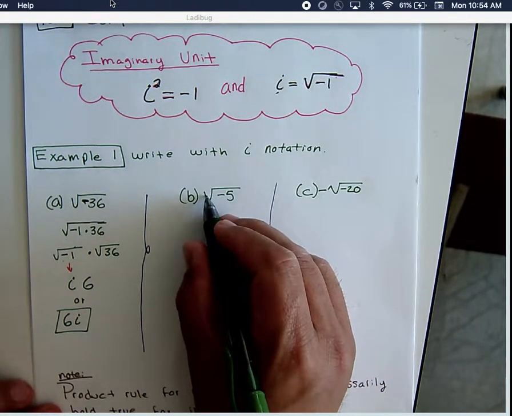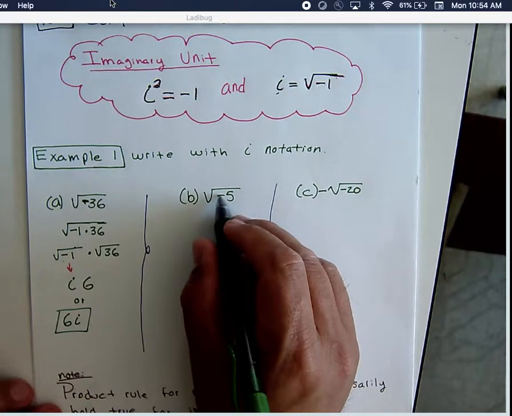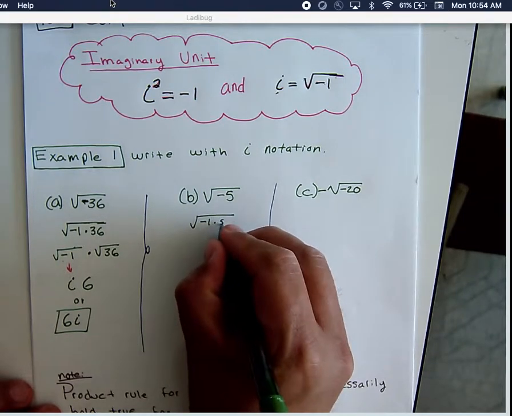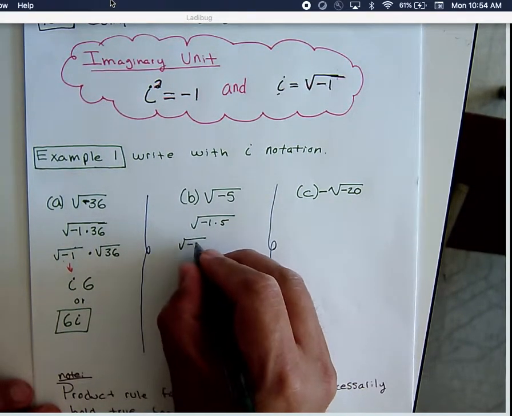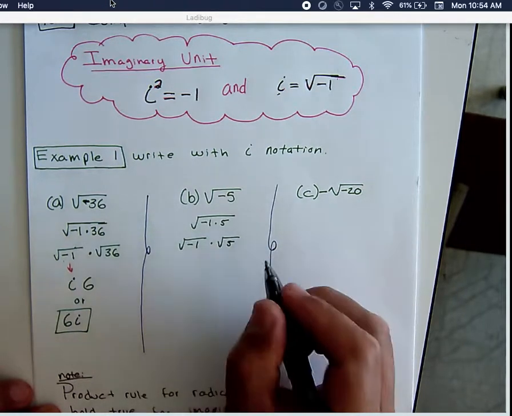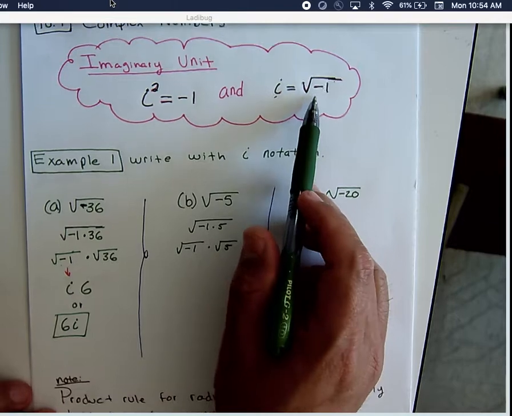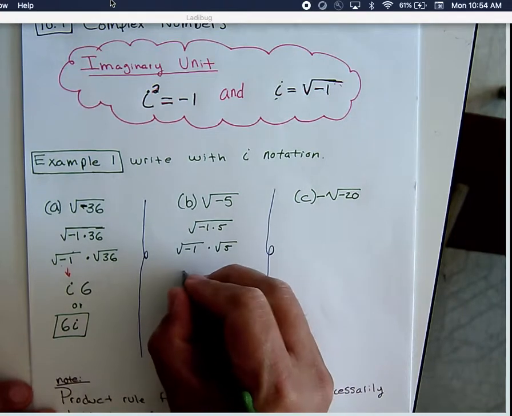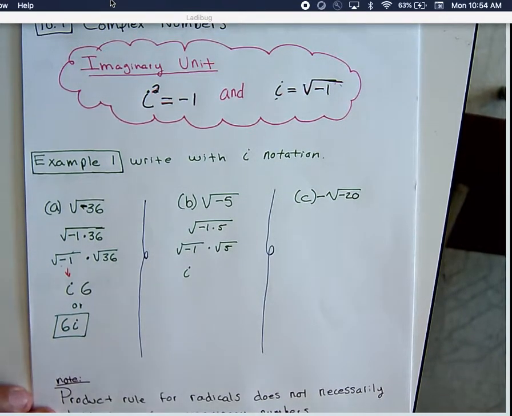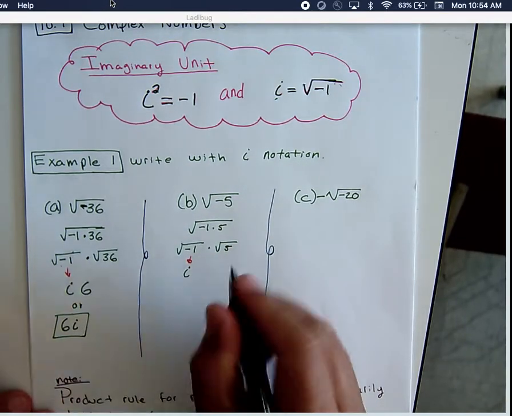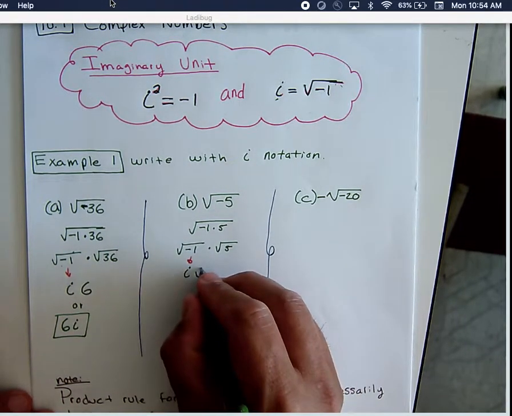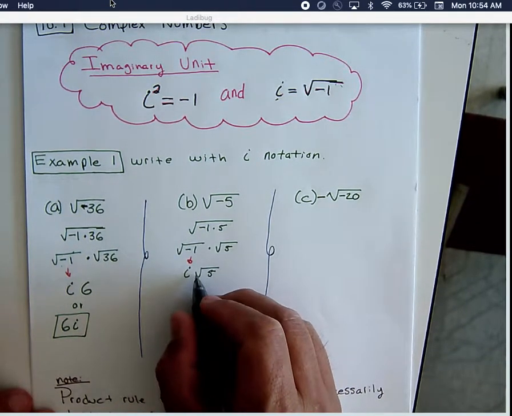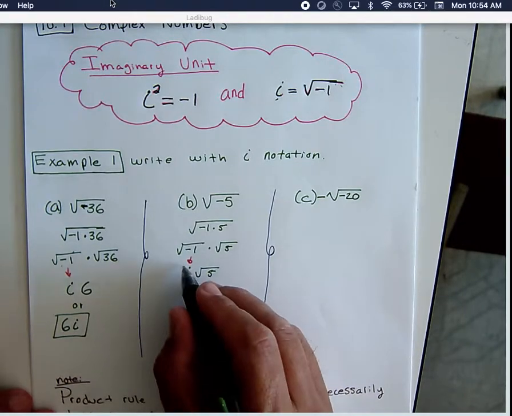Okay, the same with this. It has a square root, and is imaginary because of the negative. So I'm going to do the square root of -1 times the square root of 5, using the imaginary unit. We know this part is i. And the square root of 5 is just the square root of 5. When you end up with the square root of 5, that's how you leave the answer.